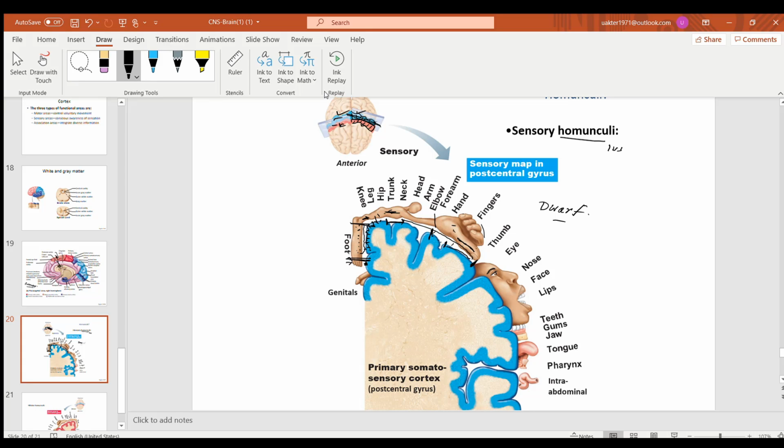So if I just see this map and add these body parts, I'll see that head part is pretty big, face area is pretty big in the brain. Then your trunk is small, right? Upper limbs are small, but the hands are pretty big, like this, right? Big hand, like this, and legs are small, but the foot is big. So this is the homunculus, which is a disproportionate map in the brain.